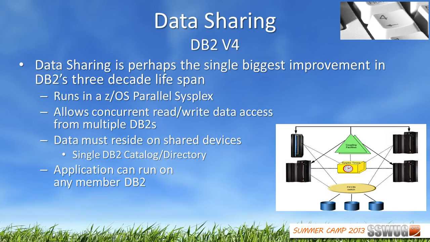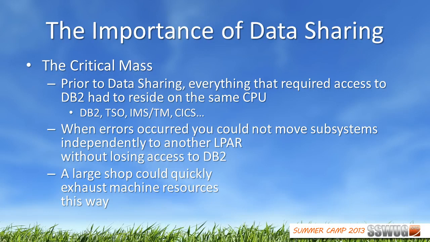Now, access to any of the members of the group allows you to access any of the data in the group. So I can get onto one DB2 subsystem and access data from multiple. So what this does is it allows failover and it allows greater availability. Also, what it means is that the members of the group have to reside on shared disk. Now, why is this important?